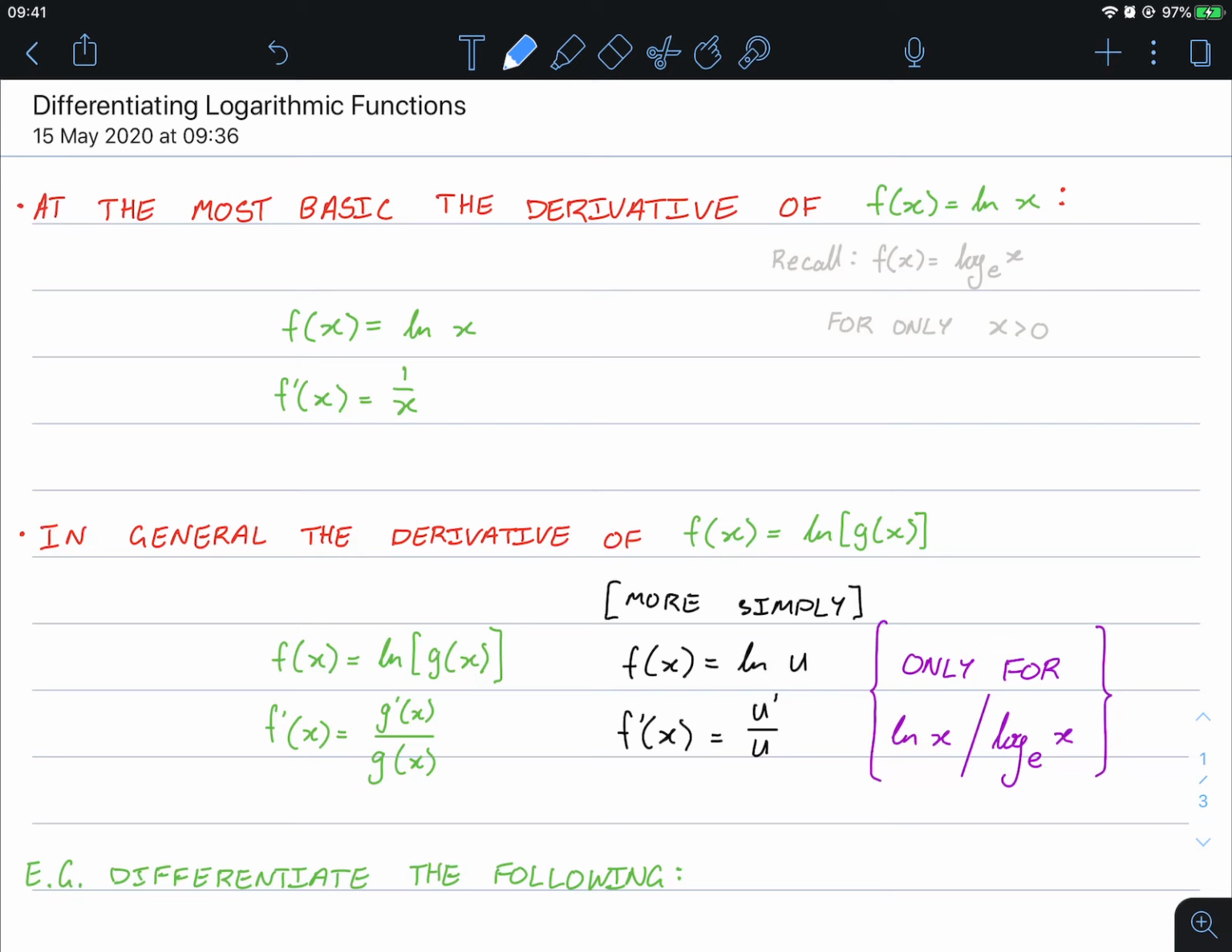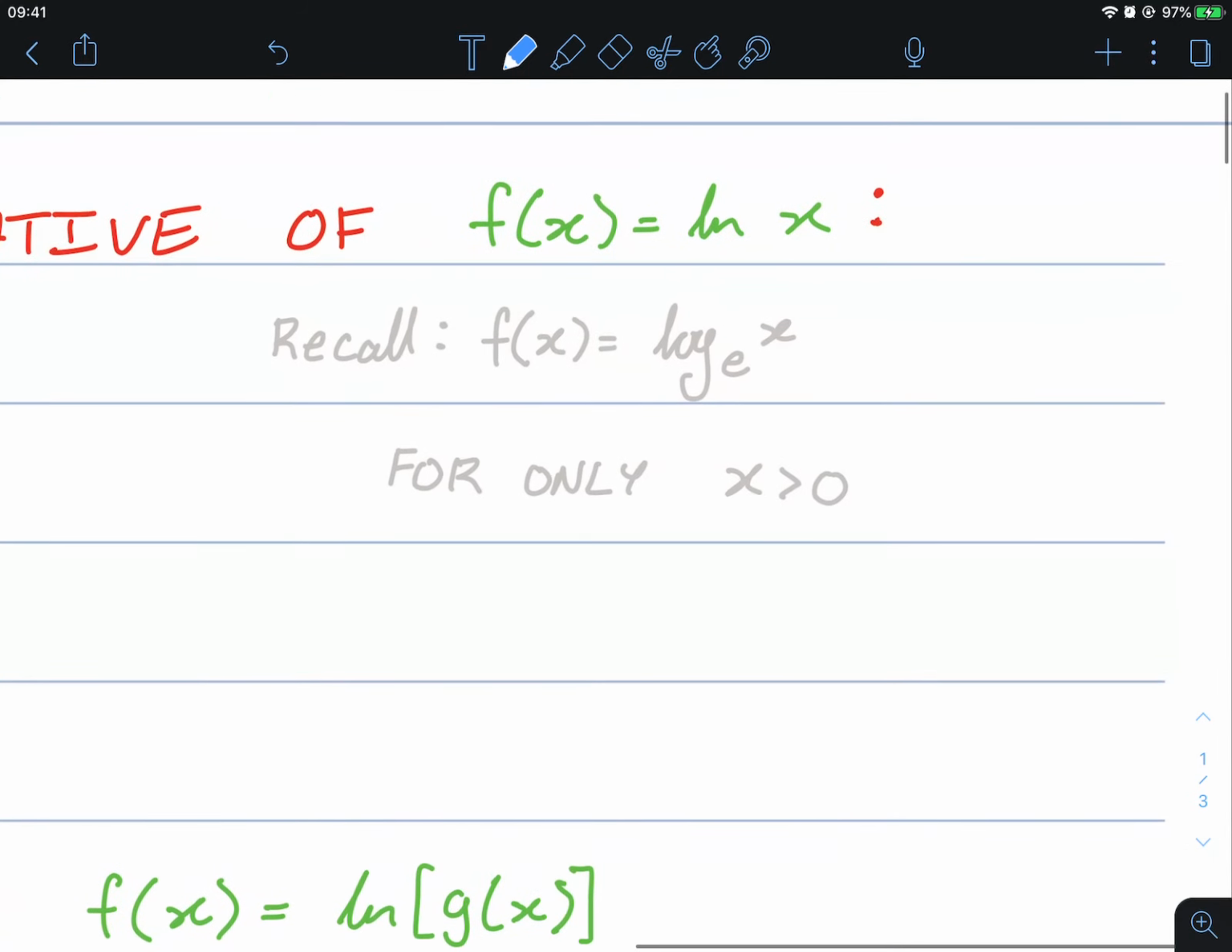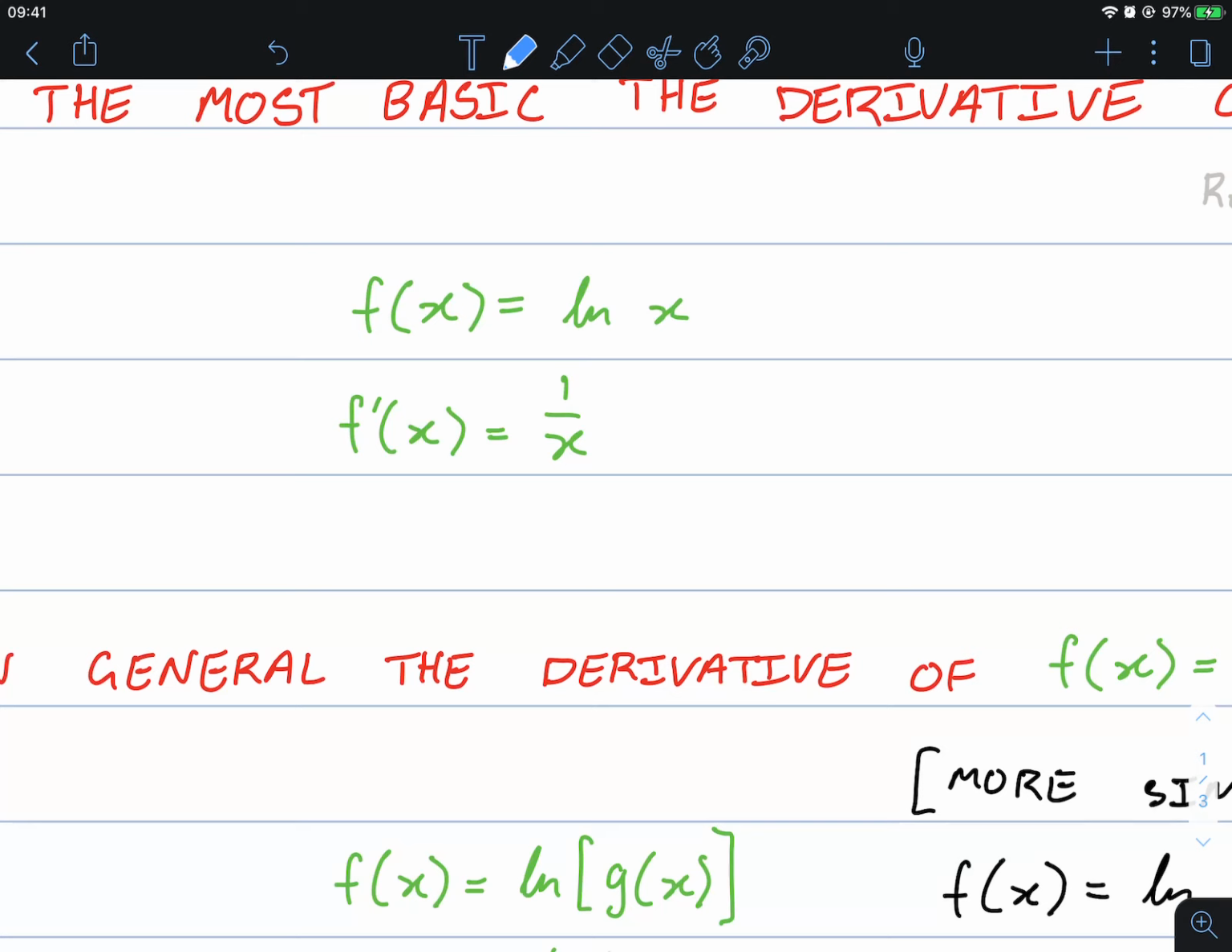At the most basic, the derivative of f of x equals ln x. Now recall that this actually means log base e of x, and this is only true for x greater than 0, so we can't find the tangent values less than 0 or at 0. Well, we'll get into that a bit later. But if we have the function ln of x, or log base e of x, its derivative is 1 on x. This is called the reciprocal function.